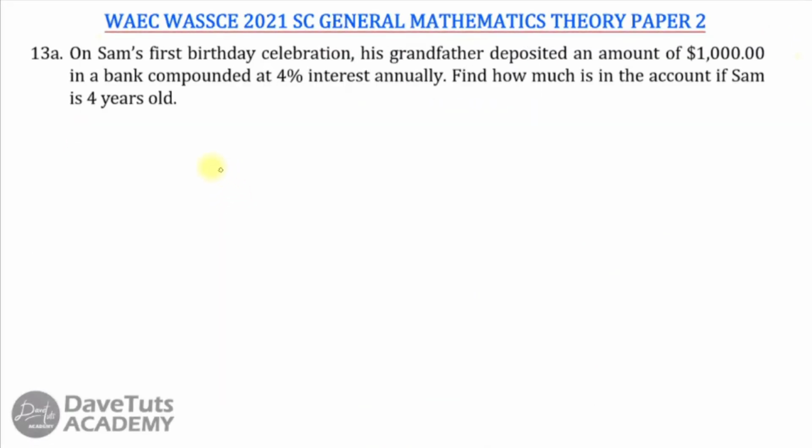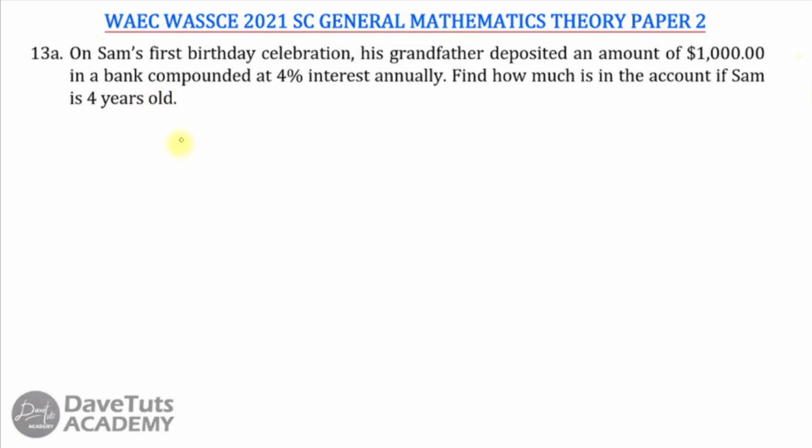In this question on commercial math, we are told that on Sam's first birthday celebration, his grandfather deposited an amount of $1,000 in a bank, compounded at 4% interest annually. So we need to know that here we are talking about compound interest. Okay, so we have to find how much is in the account if Sam is 4 years old.